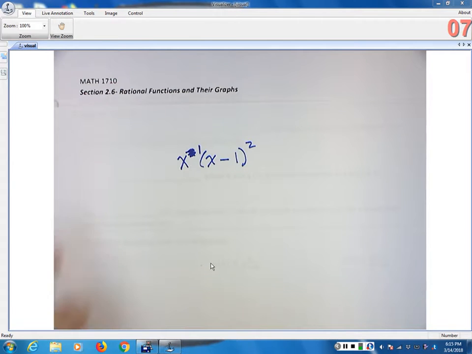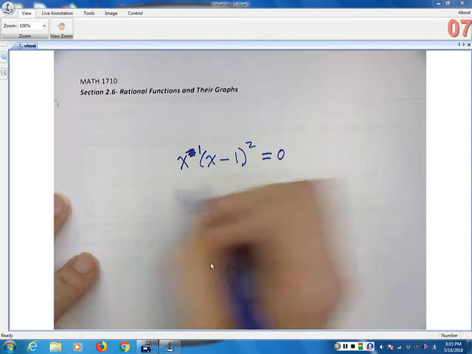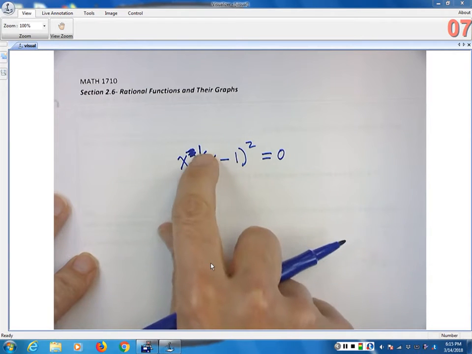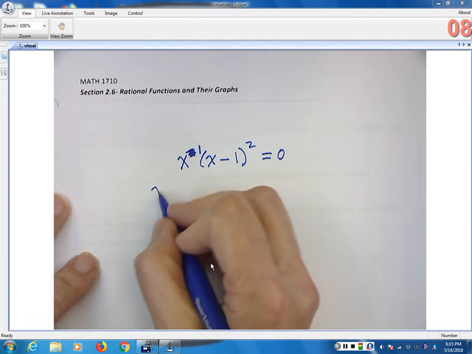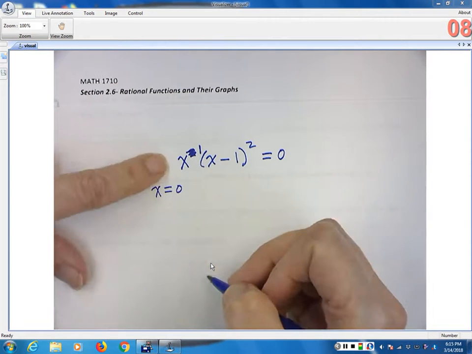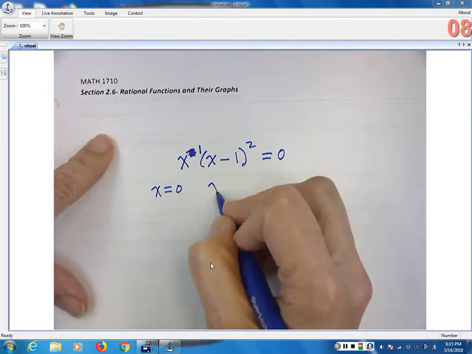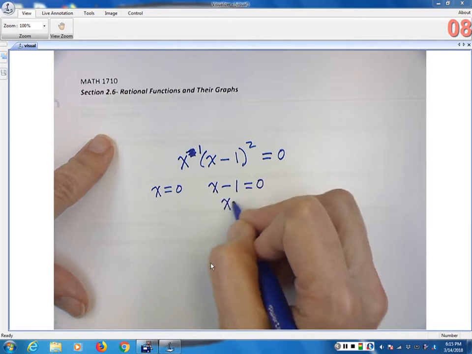So this was your function. All you have to do is ignore the exponent and just set this part to 0. So x equals 0. And I don't know how you got the negative sign. You didn't need a negative sign. And x minus 1 equals 0, so x equals 1.